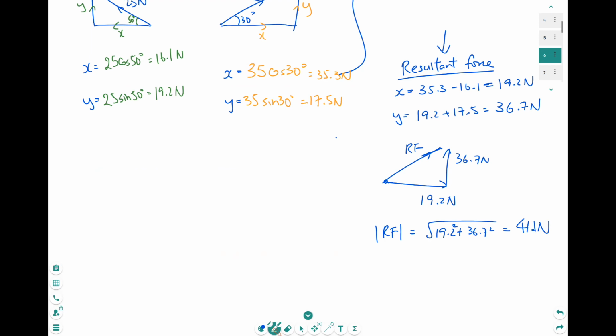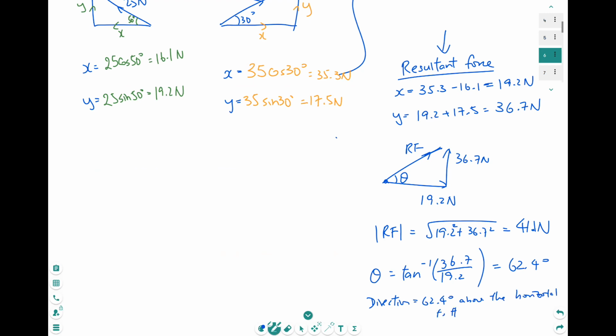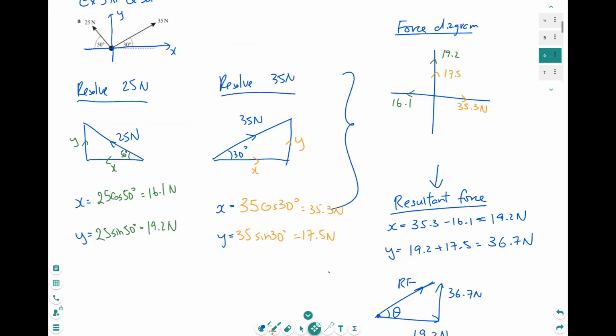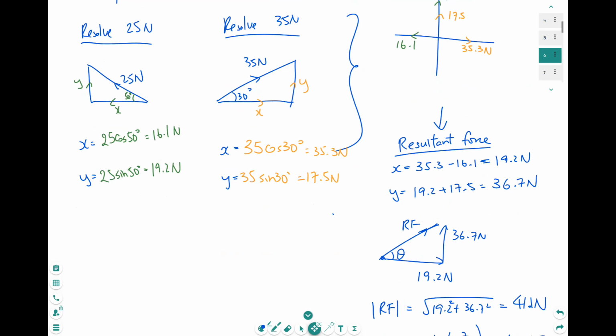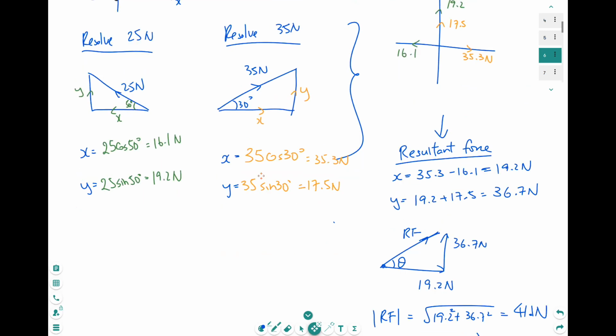And they also ask you about direction. So that's the theta. They're asking for theta, which will be inverse tan of 36.7 over 19.2, which would be 62.4 degrees. So direction would be 62.4 degrees above the horizontal to the right. Okay, you might encounter a question where the left force is bigger than the right, and everything will be the same, but the direction will be pointing to the left instead. So that's 5.1.